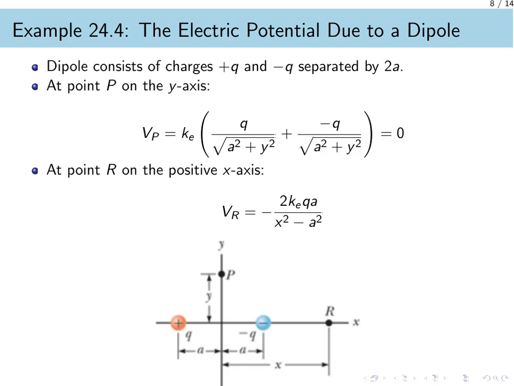Next, we evaluate the potential at point R on the positive x-axis. Here, the distance to the positive charge is x plus a, and the distance to the negative charge is x minus a.